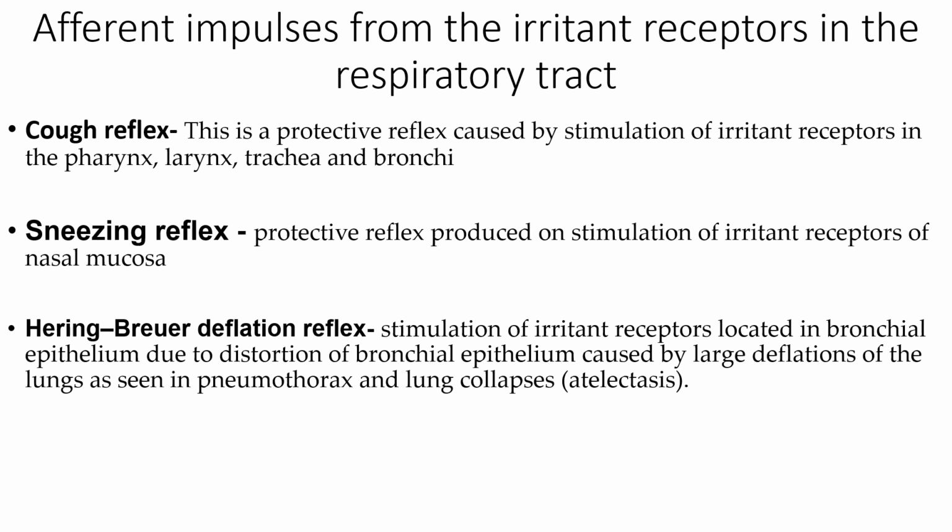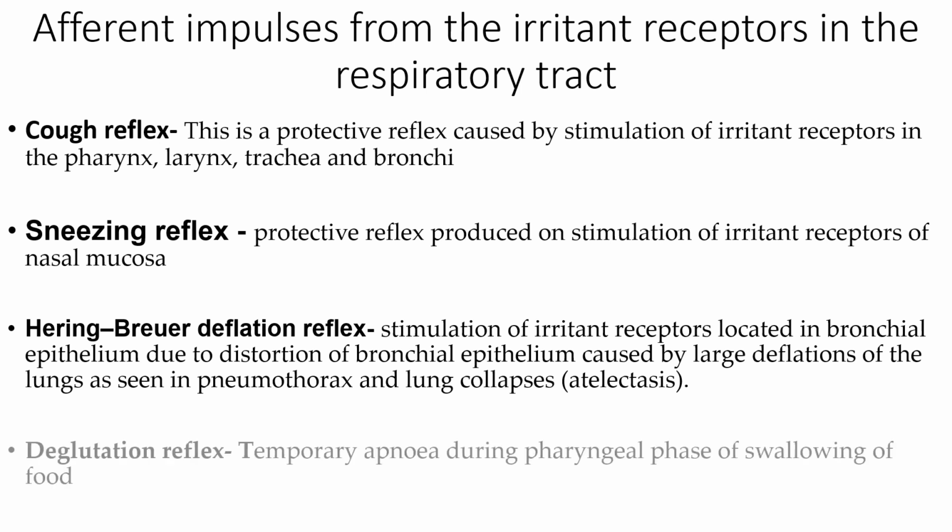And then the Hering-Breuer deflation reflex: the stimulation of the rapidly adapting receptors located in the bronchial epithelium, due to distortion of the bronchial epithelium caused by a large deflation, because before it was inflation. Large deflation means atelectasis, or maybe a pneumothorax is giving pressure on that, so it is called the Hering-Breuer deflation reflex. It comes back to normal actually.